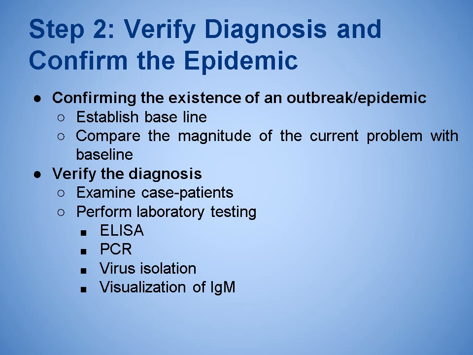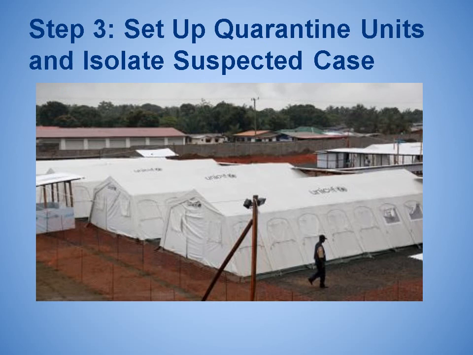The next step is to verify the diagnosis and confirm the existence of an epidemic. We must first establish a baseline, then we compare the magnitude of the current problem with the baseline. In order to verify the diagnosis of Ebola, we examine the case patient by reviewing the symptoms and features of illness and laboratory results and reviewing medical records. The next step is to set up a quarantine unit and isolate suspected cases. In this case scenario, the patient and health worker who show symptoms of Ebola virus will be quarantined for 21 days in a quarantine tent.